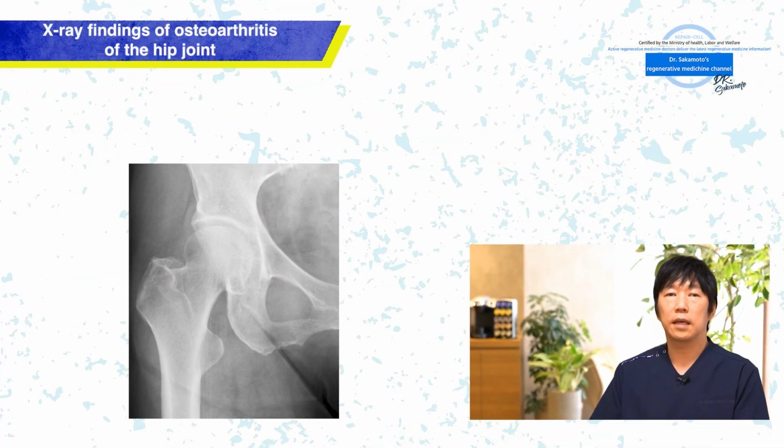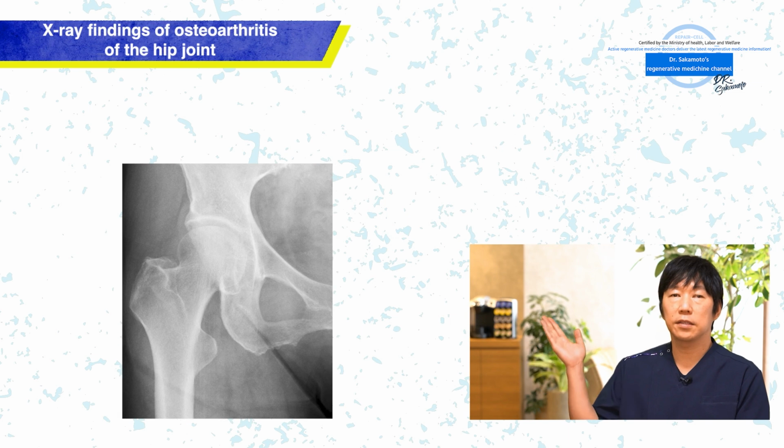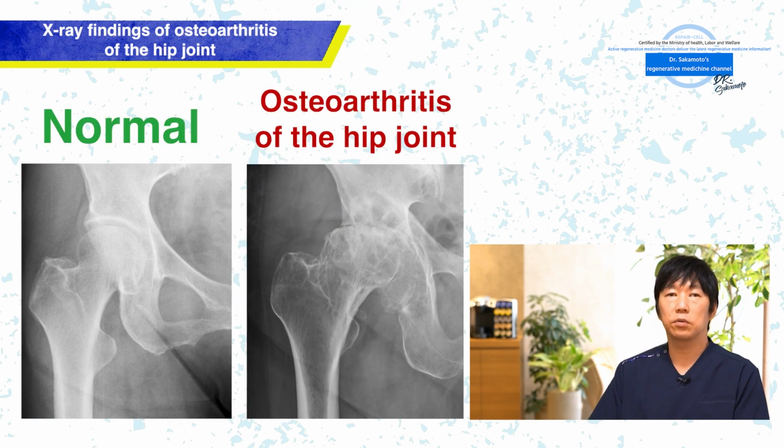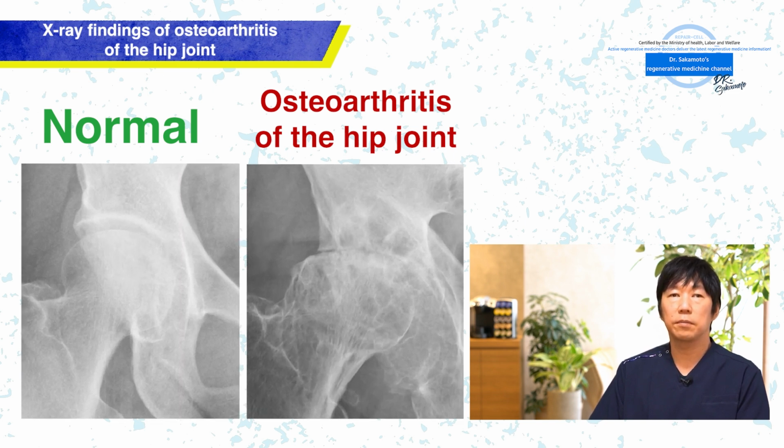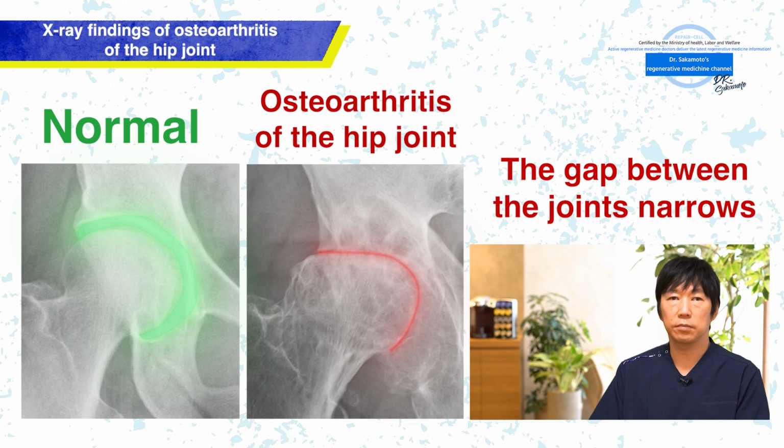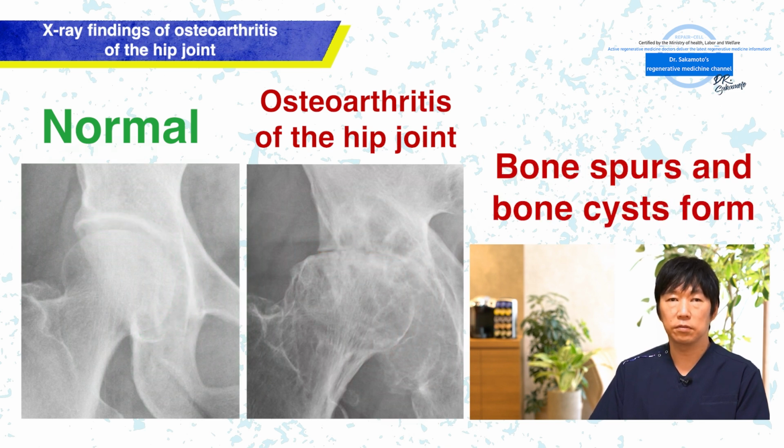Next, I'll briefly explain about X-ray findings. Please take a look at this X-ray image of a normal hip joint. And this is the X-ray finding of a deformed hip joint. In the early stages of osteoarthritis of the hip, it can be difficult to distinguish from a normal hip on an X-ray. However, in the advanced or late stages, the joint space becomes narrower, as shown in this picture. In addition, bone spurs and bone cysts will develop.